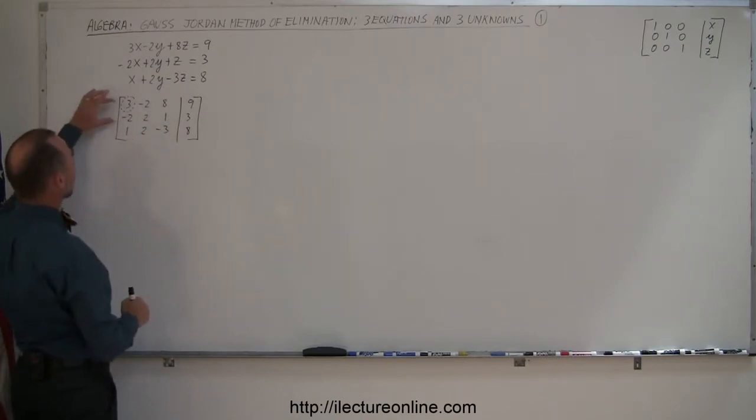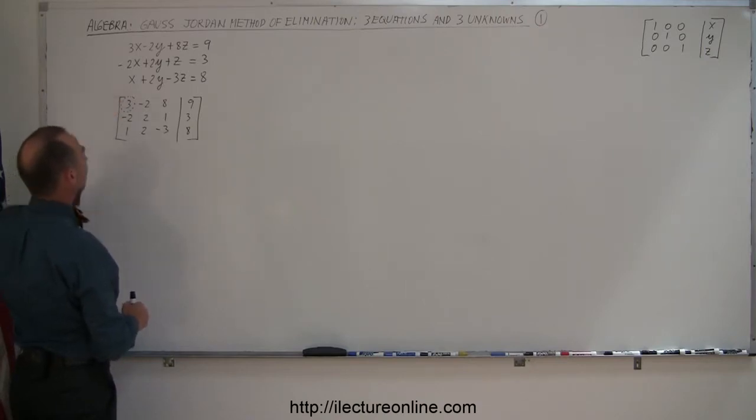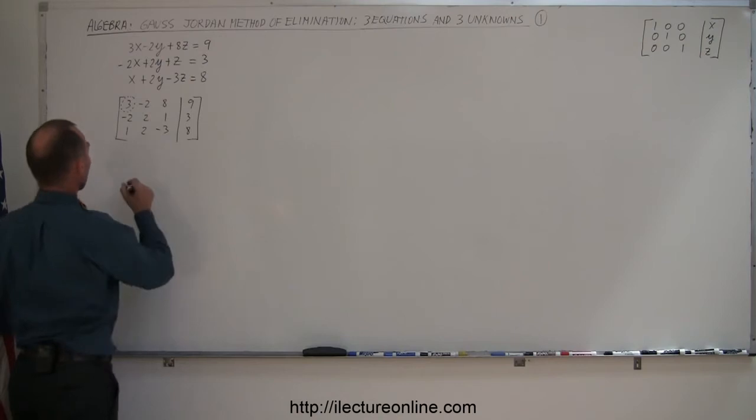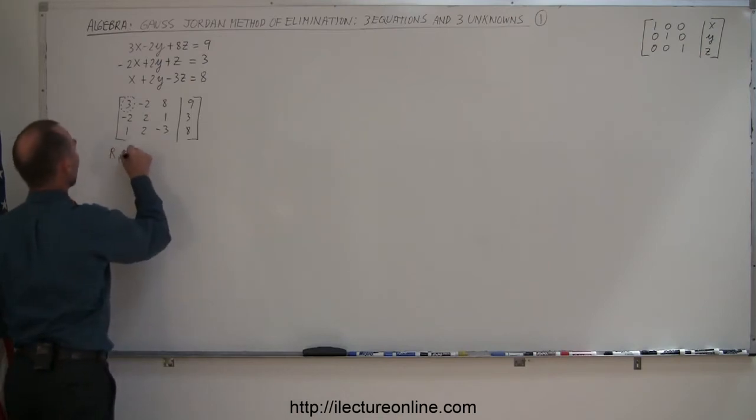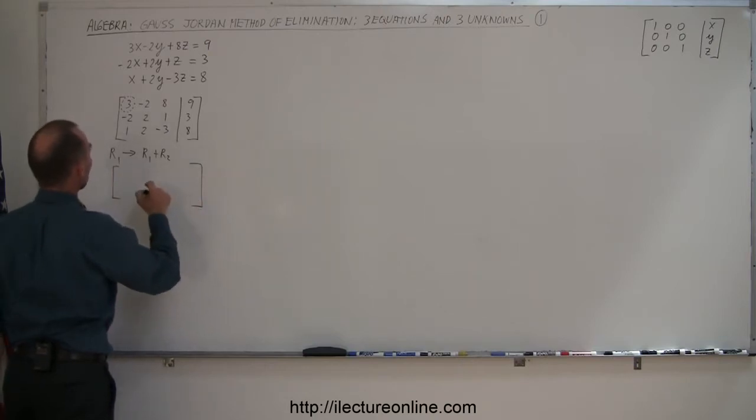Well, notice that if we add row 1 and row 2 together and put it in the place of row 1, we'll have a 1 there. So I'm going to take row 1 and replace it by the sum of row 1 and row 2. So this means take row 1 and replace it by the sum of those two. If we do that, we get the following result.